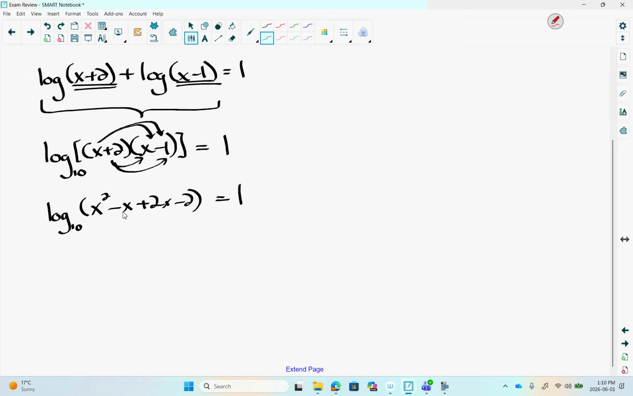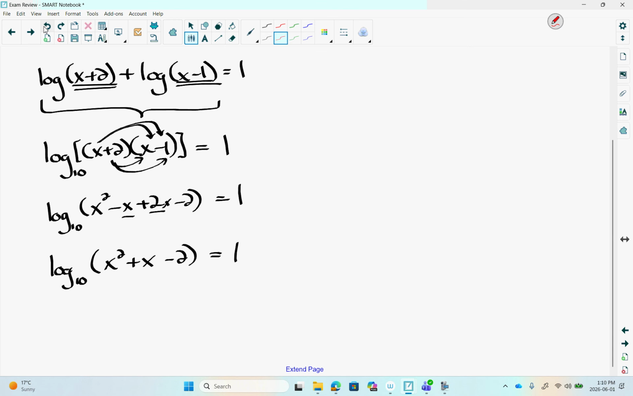I'm going to group my like terms in here. -x plus 2x would leave 1x. And then a lot of people think this is the move. They want to subtract 1 from both sides. No good.